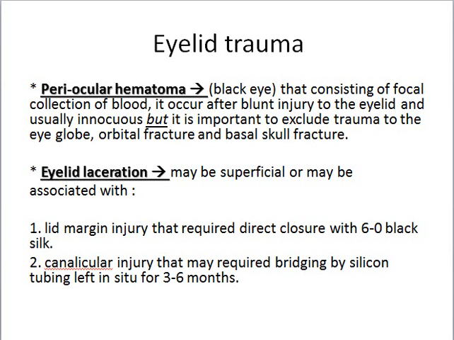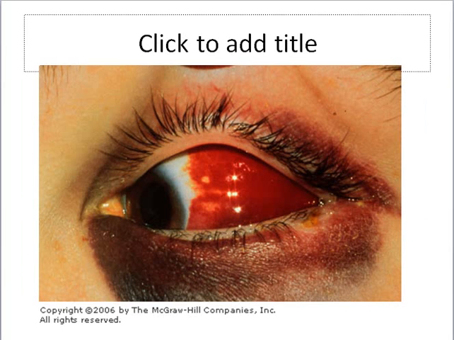It occurs after blunt injury to the eyelid and is usually innocuous. But it is important to exclude trauma to the eye globe, to the orbital tissue or orbital fracture trauma, and basal skull fracture. Here is a picture of periocular hematoma, and this is subconjunctival hemorrhage.